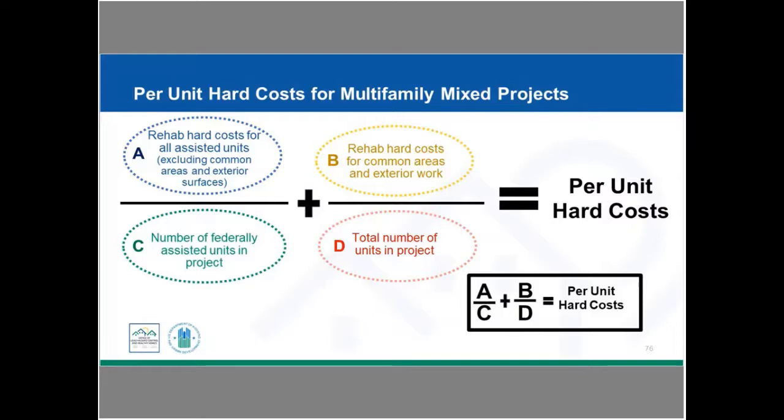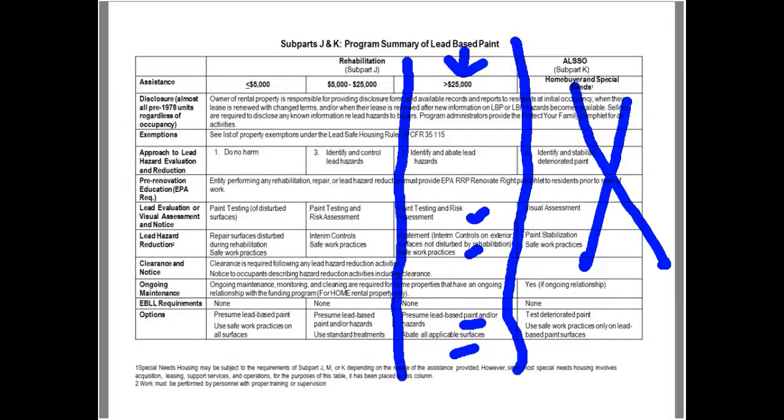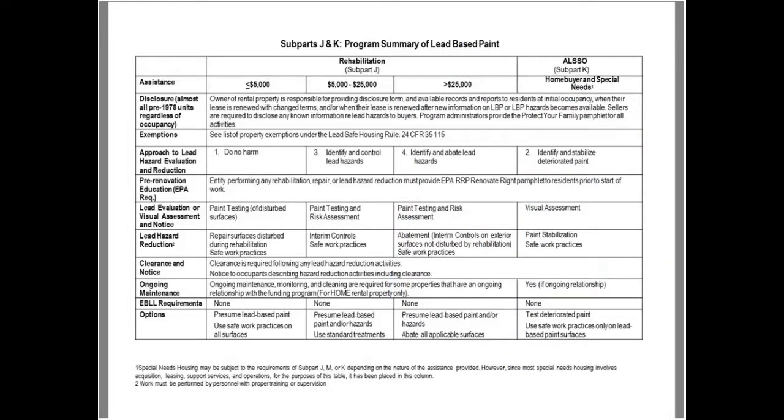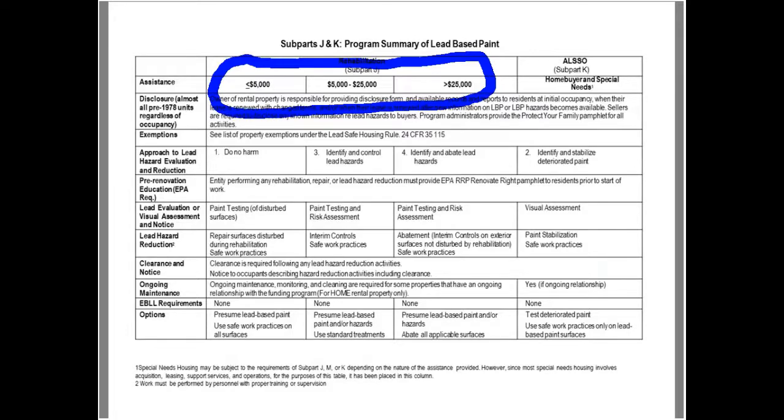We need to determine the per unit hard cost, and so we are first going to be figuring out what is the rehab hard cost for all assisted units, excluding common areas and exterior surfaces, so that's our A, and we're going to be dividing that number by the number of federally assisted units in the project. So we take that number and then we add it to this other number we find. So we need to be looking for the rehab hard costs for the common areas and exterior work, and we're going to divide that by the total number of units in the project. And then that is going to give us the per unit hard cost. And then once we have that per unit hard cost, again, we're going to go back to our chart, and we are going to be trying to figure out which of these categories we are going to fall into.